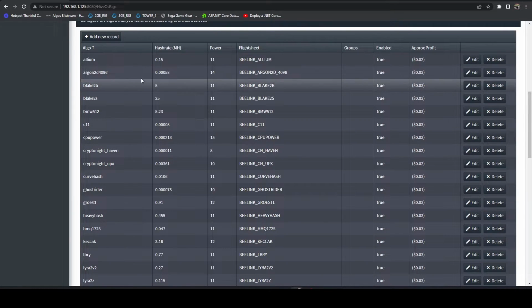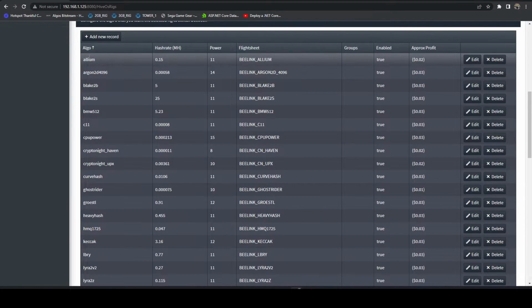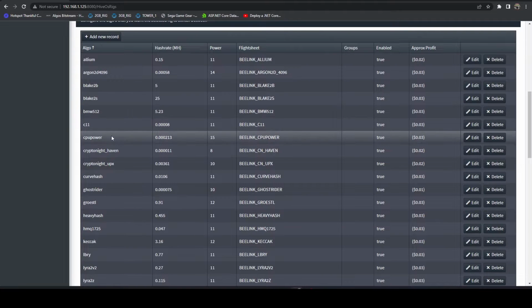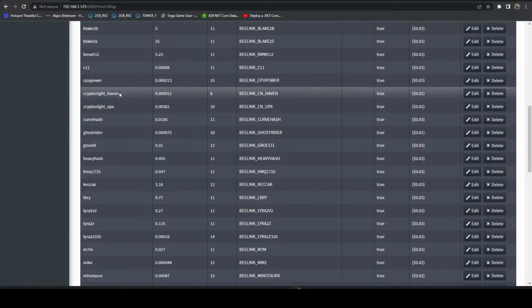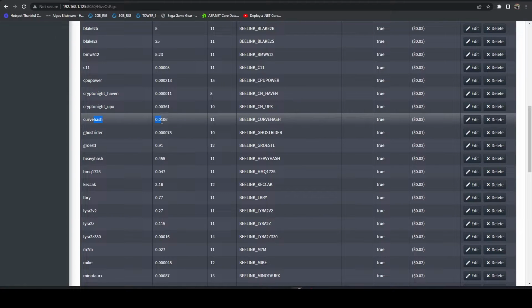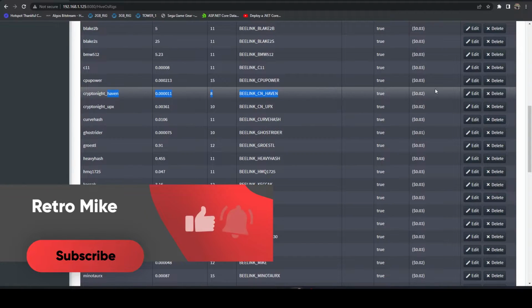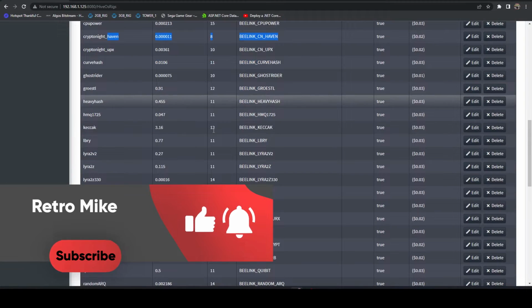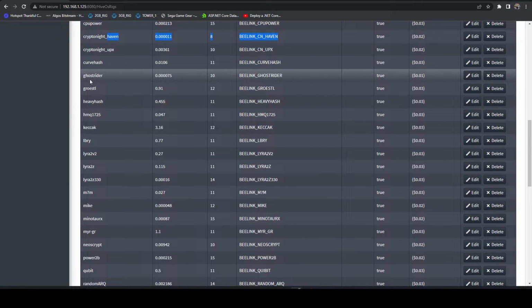profitability. So here we can see we have Allium, Argon2d4096, Blake2b, Blake2s, BMW512, C11, CPUpower. We even have Kryptonite Haven, Kryptonite UPX, and Curvehash. With Haven and Curvehash, they're also GPU mineable, so the profitability on these is going to be relatively low for the most part. Ghostrider, one of the more popular ones.